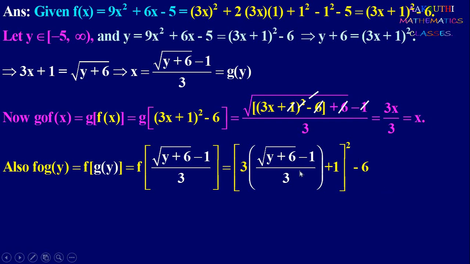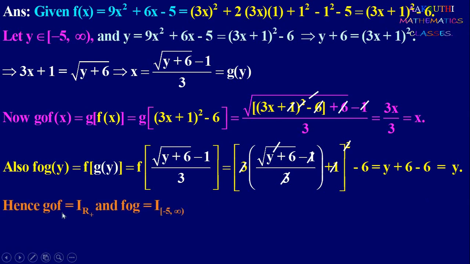minus 6. Now here 3 gets cancelled. Remaining is root of y plus 6 minus 1 plus 1. Again plus 1 minus 1 cancel. Remaining is (root of y plus 6) whole square. Again square and square root cancel. Remaining is y plus 6. So therefore we get y plus 6 minus 6. So here we have minus 6 and here we have y plus 6. So remaining is y plus 6 minus 6 and again 6 cancels. Remaining is y. Therefore g composite f of y is y.